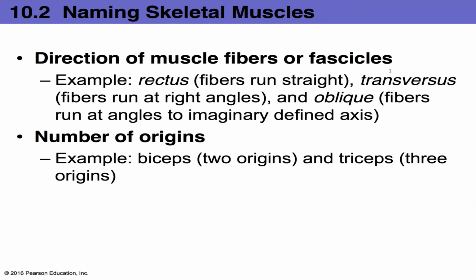So when you see the term rectus, you're talking about fibers that are running parallel, running straight to that imaginary line. When you see transversus, you're talking about fibers that are running at a 90-degree angle to that imaginary line. And when you see the term oblique, you're talking about fibers that are running at an angle to that imaginary line. So when you see the terms biceps or triceps or quadriceps, it's talking about the number of heads or the number of origins the muscle has. For example, the example that we used earlier, your biceps brachii muscle, it has two origins, two points of origin, two heads.